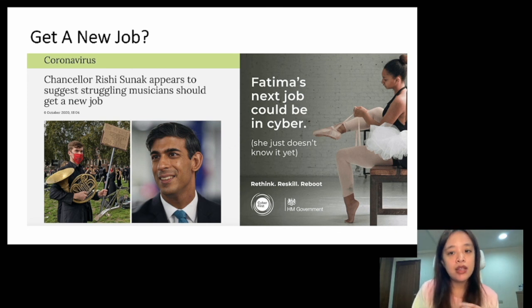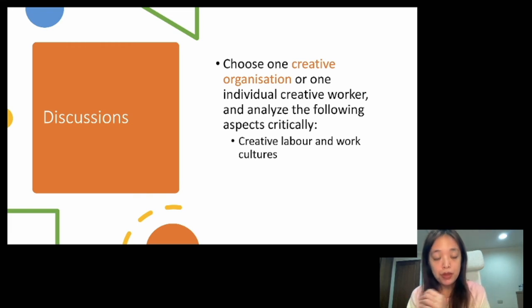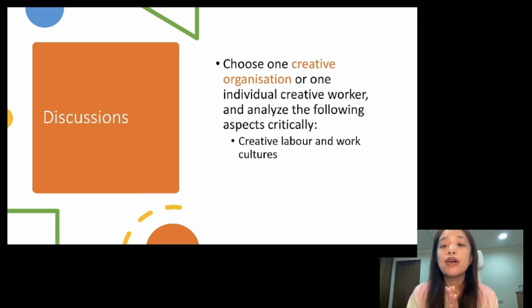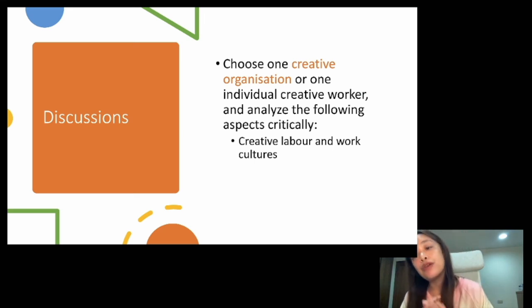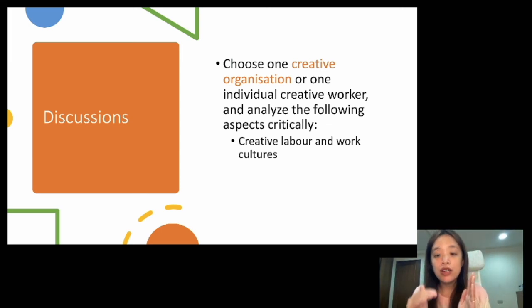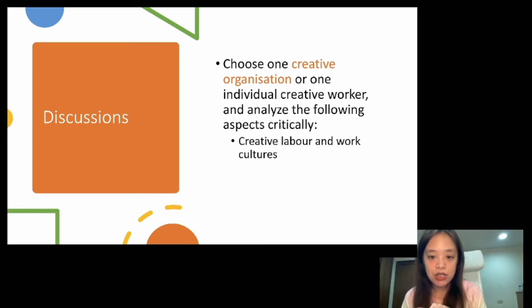So that's something I think we could all think about, and also maybe do some of our own research after class. Now, it's finally the time for our Google Meet discussion. What I would like you to do is actually also a practice for your midterm assignment, the first assignment of the module, which is I want you to choose one creative organization or one individual creative worker, and then we will analyze the following aspects critically. I want us to focus on creative labor and work cultures this week, because that's what we focus on.